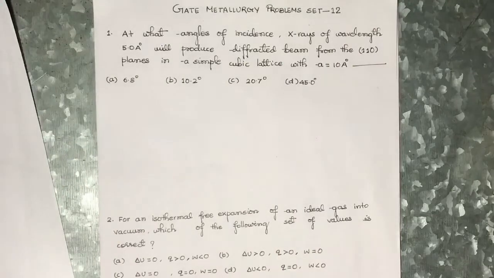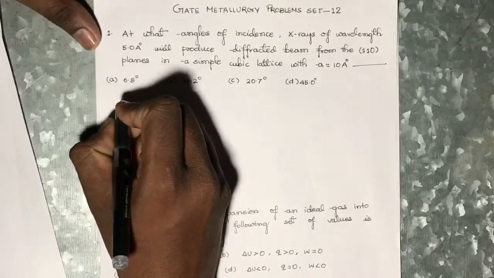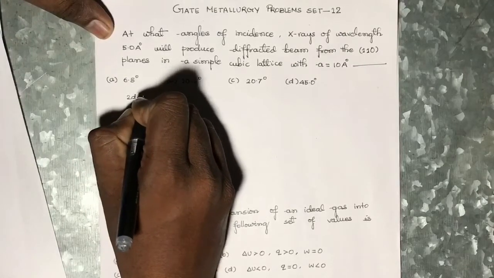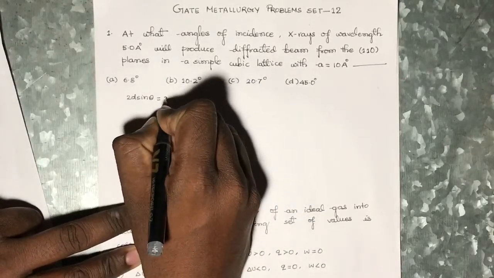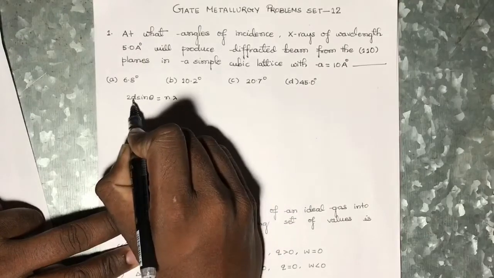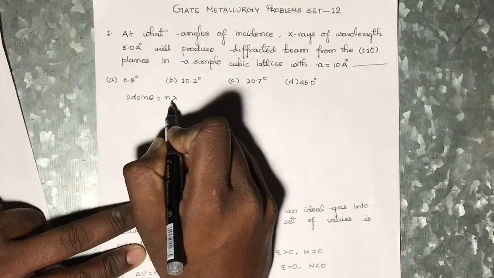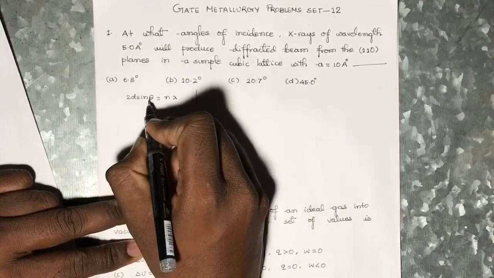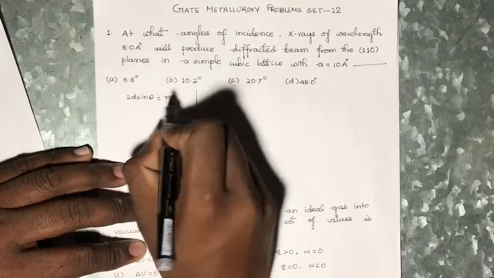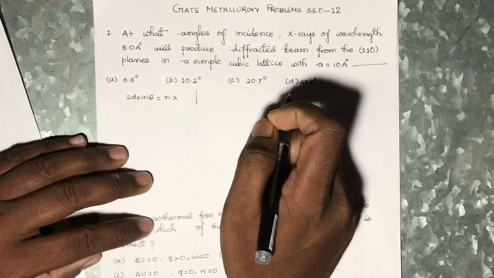So basically we know that in Bragg's law the equation used is 2d sine theta equal to n lambda, where d is the interplanar distance, lambda is the wavelength, n is the order of reflection. Okay, now first of all we have to find the value of theta, and we have to match with the given order of reflection.